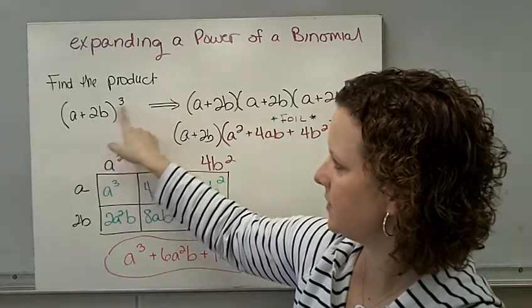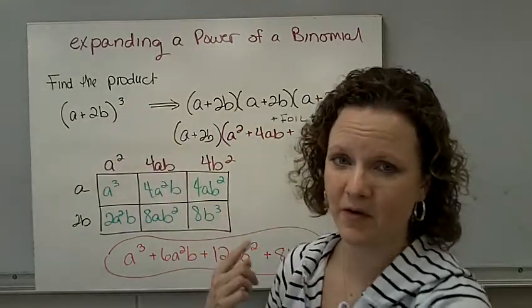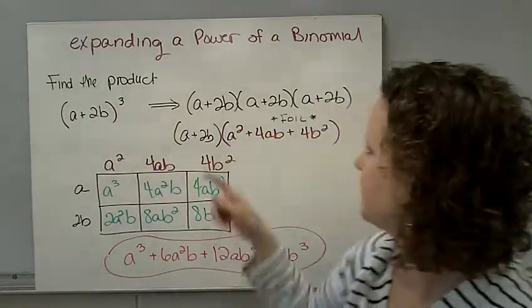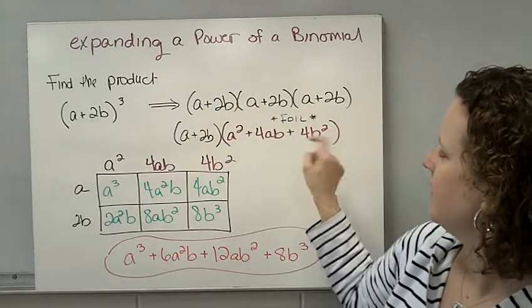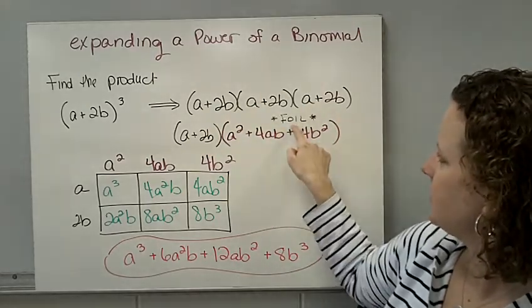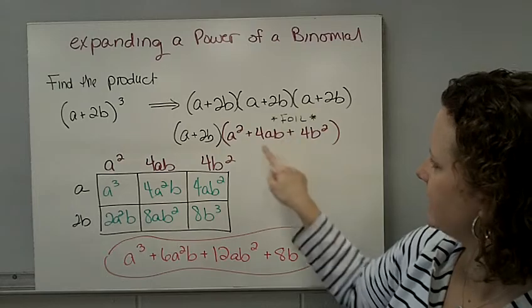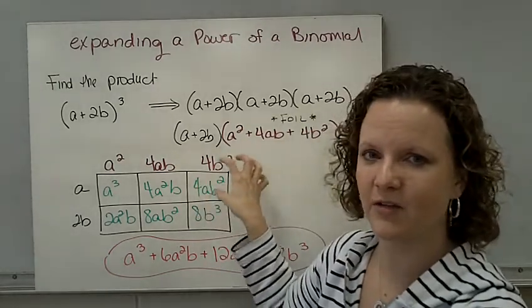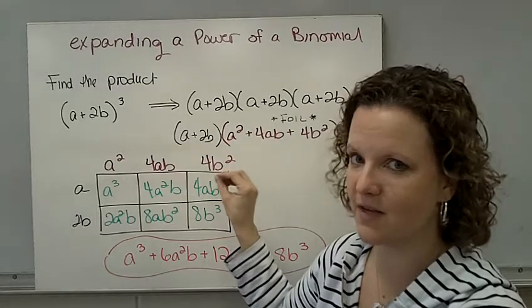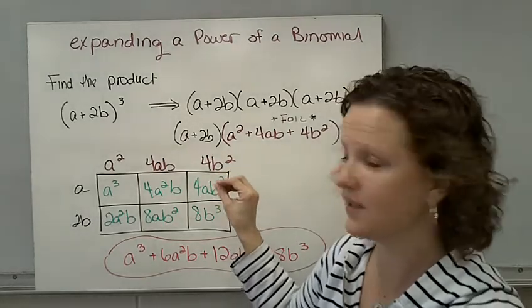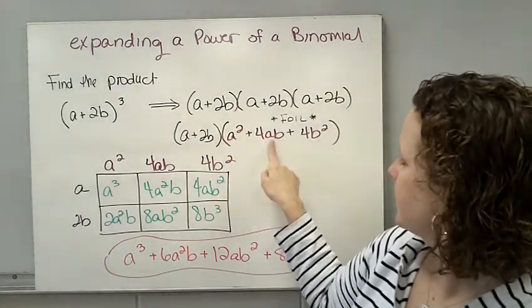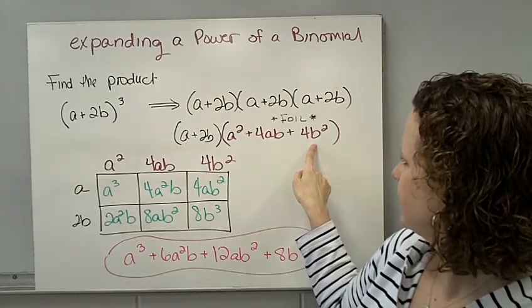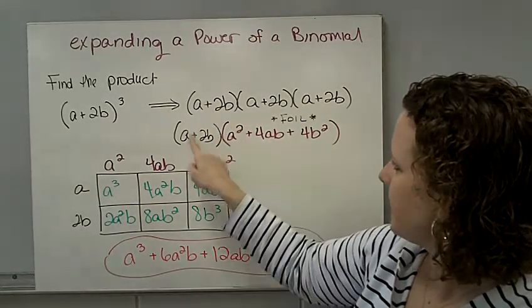A plus 2b raised to the third power. That means I'm going to write a plus 2b 3 times. I'm going to grab the last two of those and just FOIL it. First, outer, inner, last. I'm not working through the first, outer, inner, last for you because we've done this a lot and you've gotten really good at it. Then I multiply it by this third one.